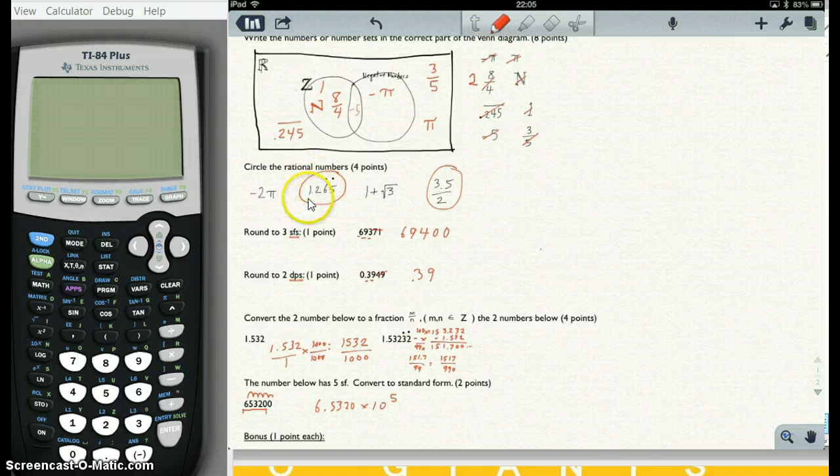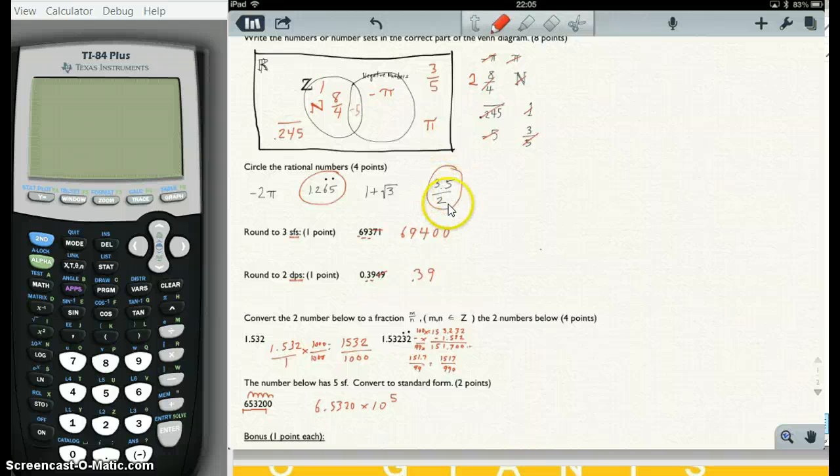Now, this number here, 1.2656565, repeating forever, does repeat. It does go on forever, but it repeats. So if it repeats, remember you can use that math trick to convert it into a fraction, and converting into a fraction means it is a rational number. So 1.2656565 repeating is a rational number.